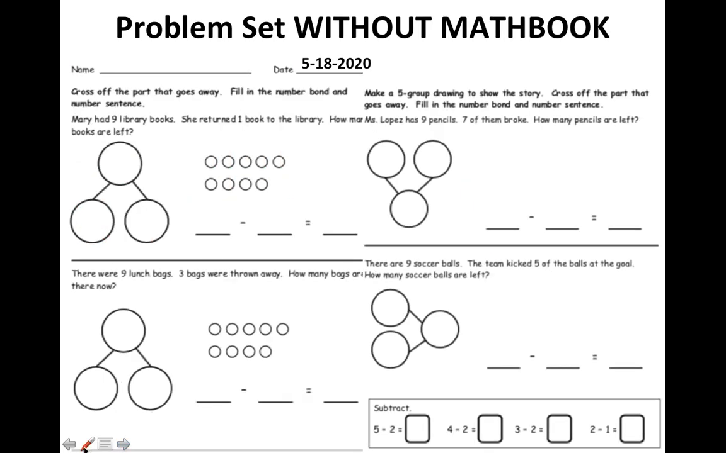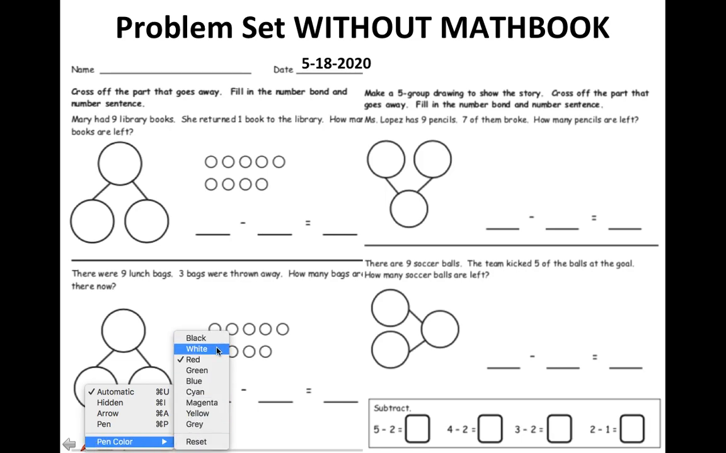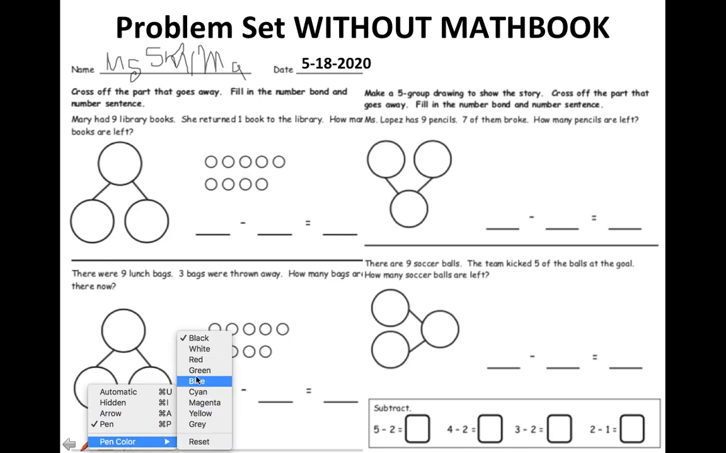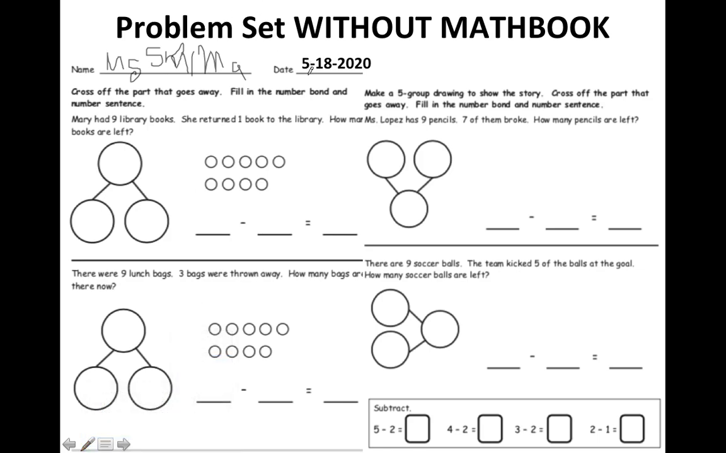Same thing goes for this one. This is the problem set only for the students who do not have the math book. So if you have the math book, you do not have to do this, right? You're only doing the first pages, and that's it. So I'm going to put my name, and same thing, I have today's date, which is May 18, 2020. Again, the same set of rules go. Please allow them to solve the problems on their own and read the directions to them and ask them questions so they can come up with their own answer.